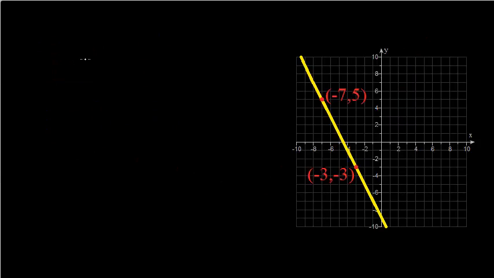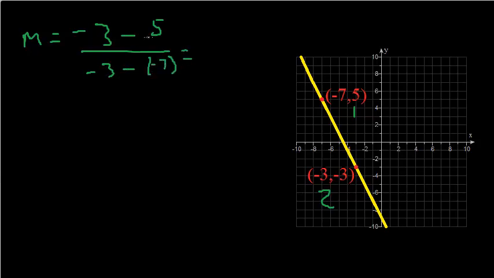So if we want to find the equation for this line, we will need to find the slope and the y-intercept. So first off, let's go ahead and find the slope. Again, the slope is our change in y over change in x. So we'll have a point 1 and a point 2. So our y2 is negative 3 minus our y1 of 5. Our x2 of negative 3 minus our x1 of negative 7. Negative 3 minus 5 gives us a negative 8, and negative 3 minus a negative 7 gives us a positive 4, which gives us a slope of negative 2.